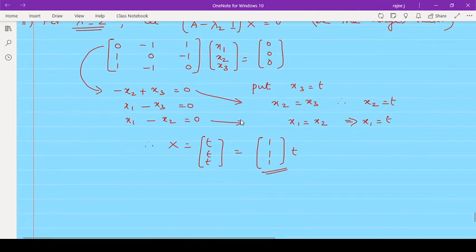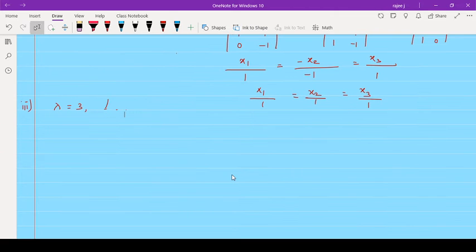Okay. Similarly, we need to get that for lambda equal to 3. For lambda equal to 3, (A minus 3I) times x is equal to 0, with x the eigenvector. Again, lambda equal to 3, you subtract from the given matrix and you get the matrix as minus 1, minus 1, 1, then 1, minus 1, minus 1, and 1, minus 1, minus 1.